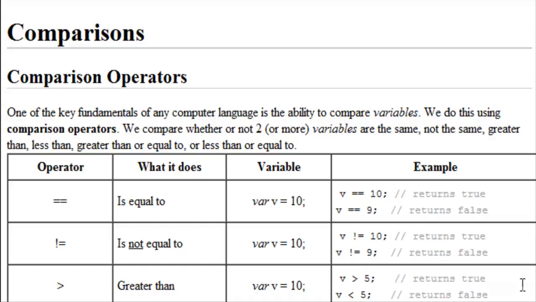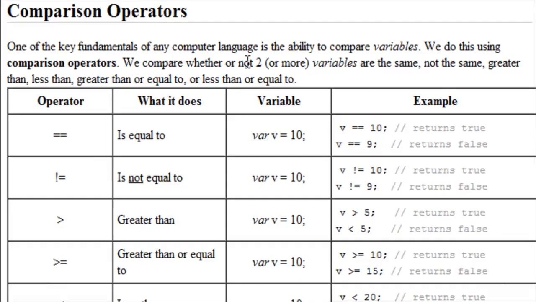Comparisons are how we compare one variable to an answer, or a variable to another value, or a variable to another variable. This is one of the key fundamentals of any computer language, and that's the ability to compare variables. We do this using comparison operators. We can compare whether or not two or more variables are the same, not the same, greater than, less than, greater than or equal to, or less than or equal to.